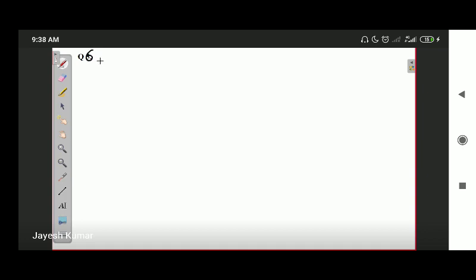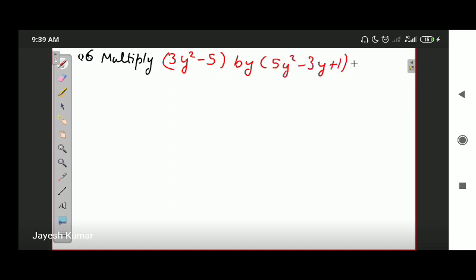Let's take question number 6. Question number 6 is multiply 3y square minus 5 by 5y square minus 3y plus 1, and we have to verify the result for y is equal to 0. We have to do the verification.